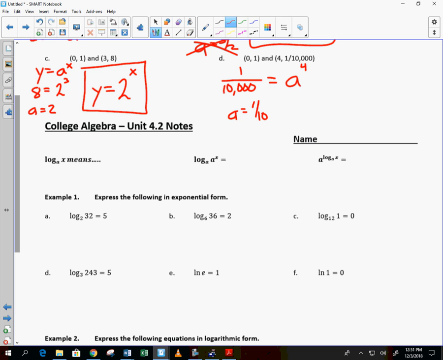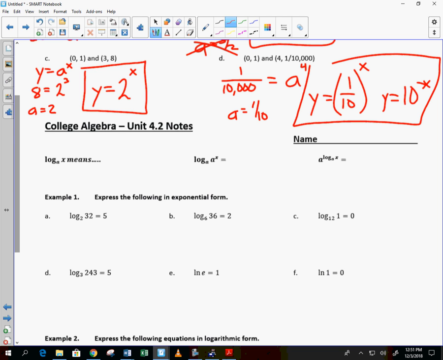Write your equation. y is equal to 1/10 raised to the x power. Some people don't like to write it as 1/10, and instead they write y equals 10 to the minus x. Those are the same. You could do either one.